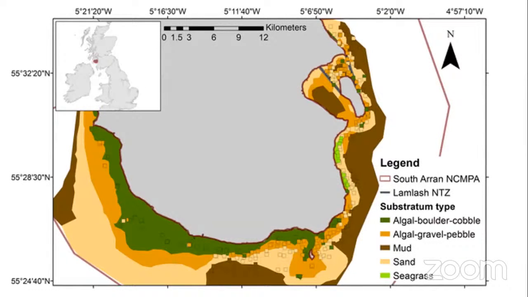So what Sophie did was to use the camera data that she had to create a seabed map for South Arran. This is done with a predictive model, using a general linear model and ArcGIS, to create these maps. So you can see the different colors. The brown is mud, the beige color is sand, the yellow is the gravel, and the green is the kelpy rock environment. And so she was able to create this map of the seabed.